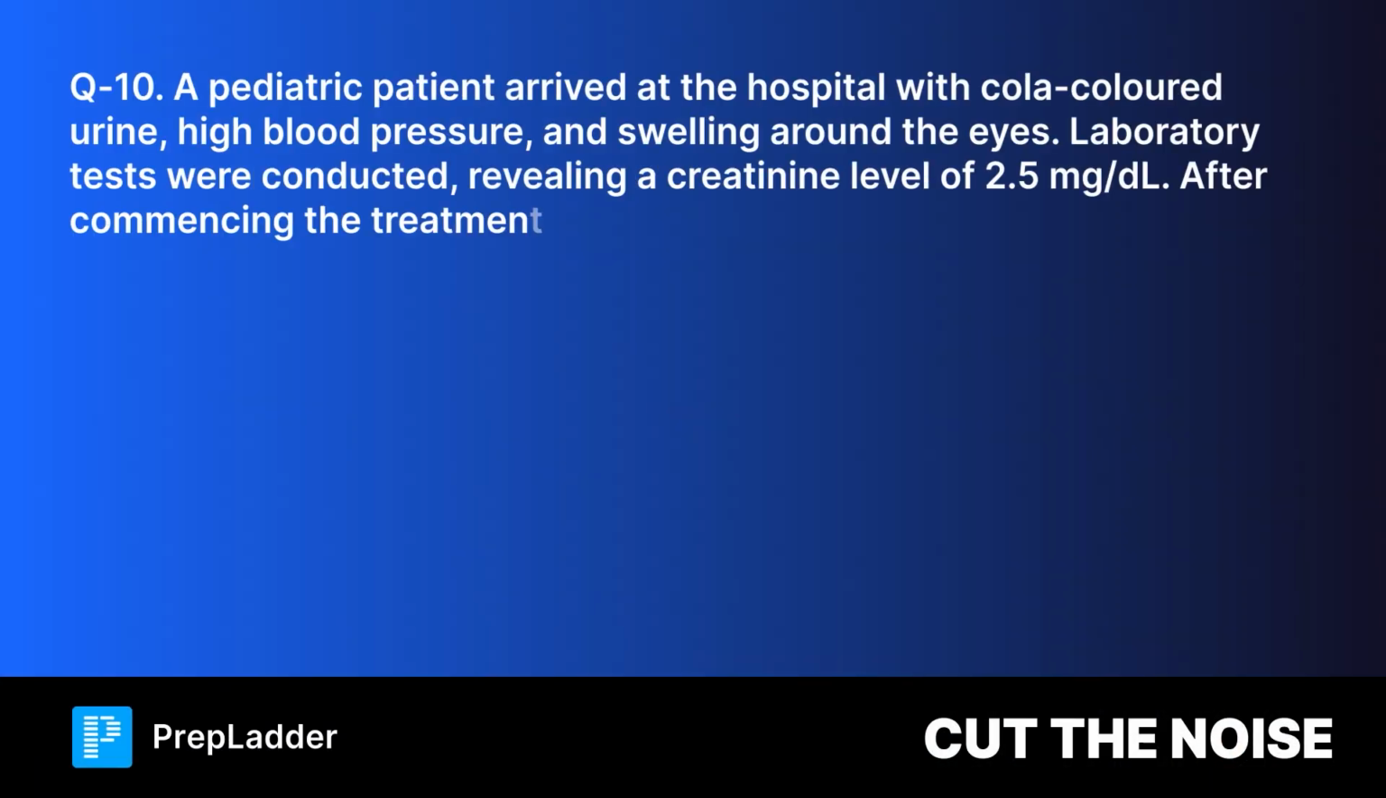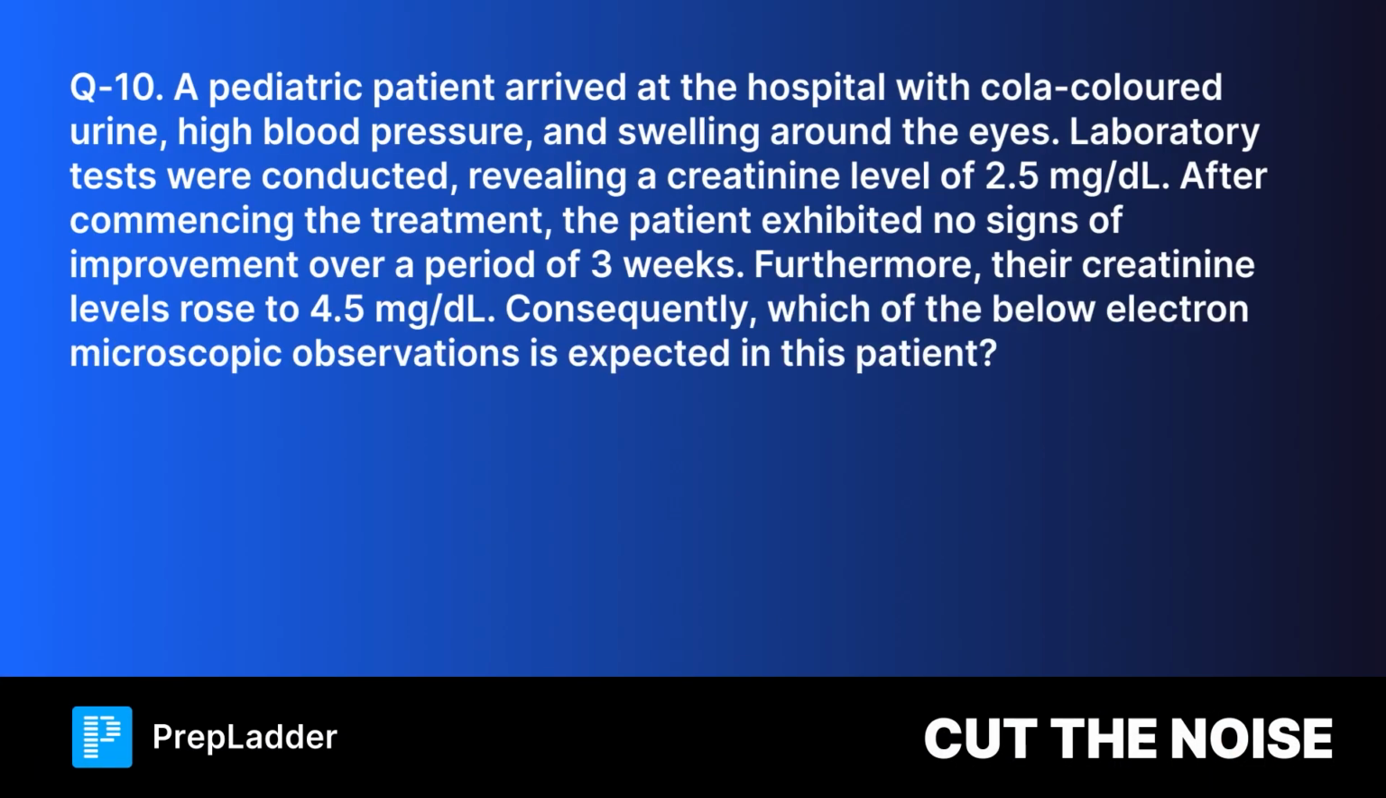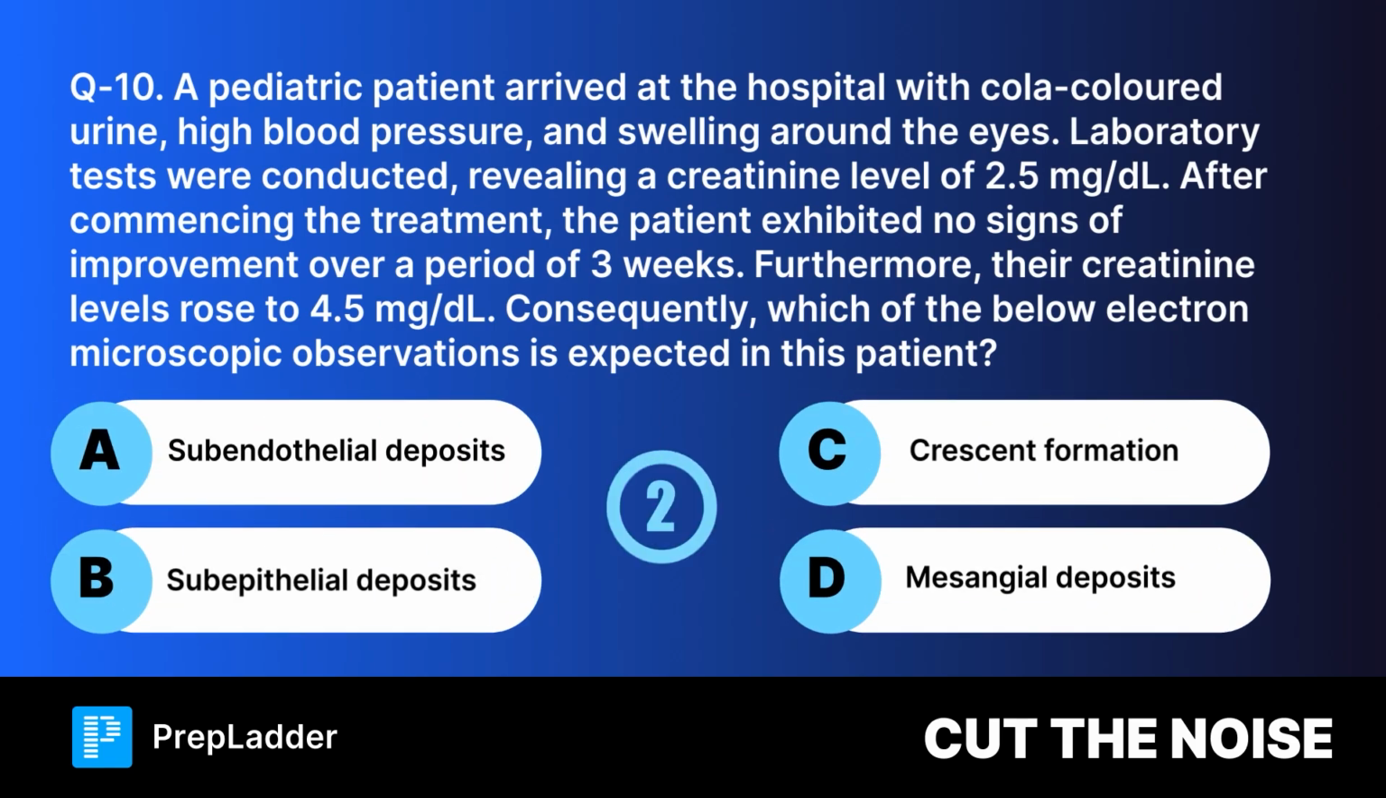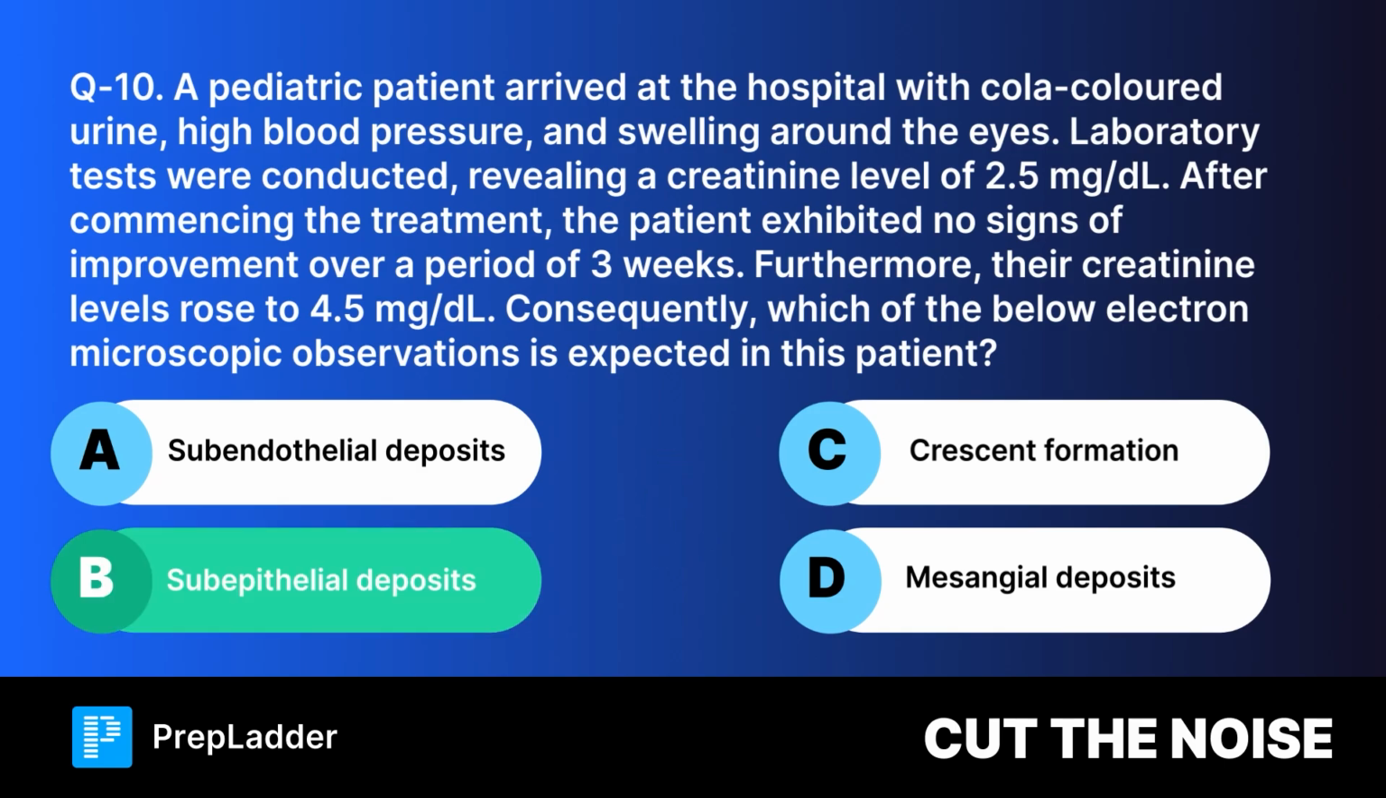Question number 10. A pediatric patient arrived at the hospital with cola-colored urine, high blood pressure, and swelling around the eyes. Laboratory tests revealed a creatinine level of 2.5 mg per deciliter. After commencing the treatment, the patient exhibited no signs of improvement over a period of 3 weeks. Furthermore, their creatinine levels rose to 4.5 mg per deciliter. Consequently, which of the below electron microscopic observations is expected in this patient? Your options are given, and the correct answer is subepithelial deposits.